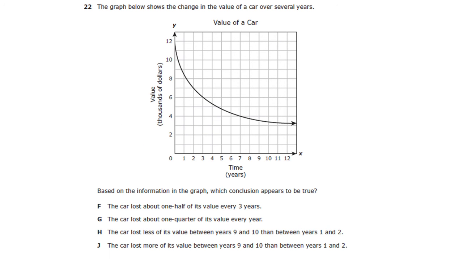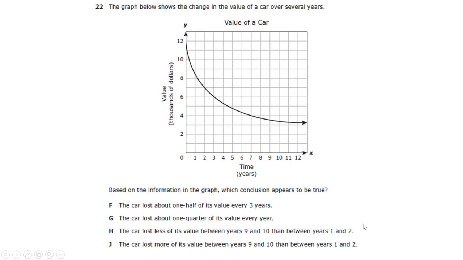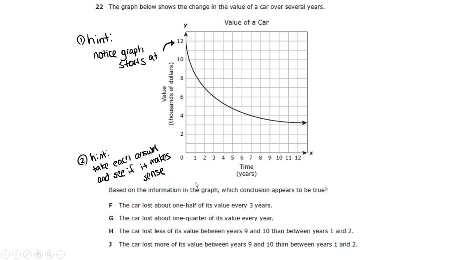Okay, number 22. 22 is talking about exponential decay. So there's very little math in this question. You're going to just have to look at each answer choice and start eliminating answer choices. So this is your first hint. Notice that your graph starts at 12. So pretty much for F and G, you're going to have to start with 12. And then you're going to see which one makes sense.